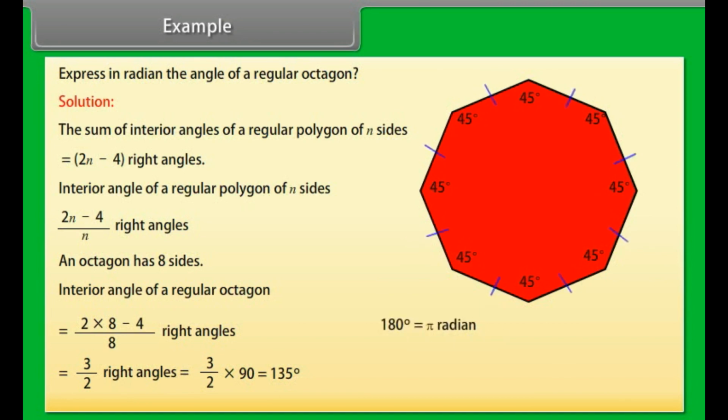180 degrees is equal to pi radian. 135 degrees is equal to pi/180 into 135 radian, which is equal to 3 pi by 4 radian.